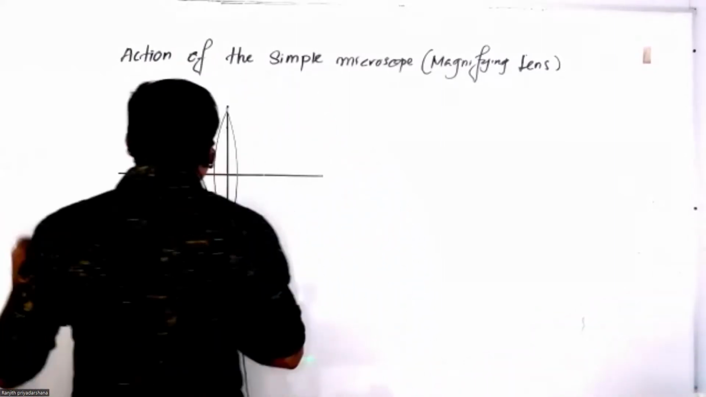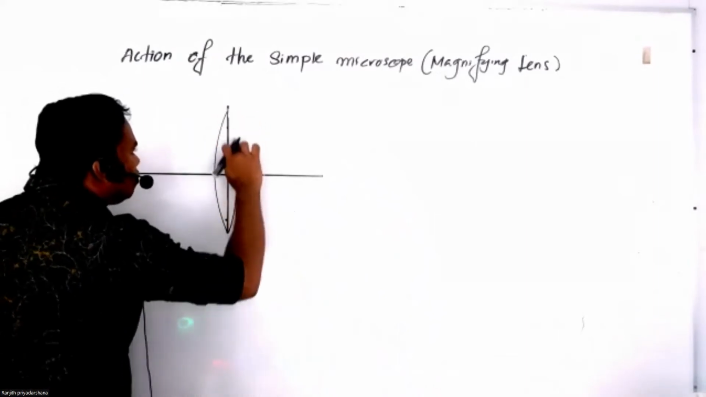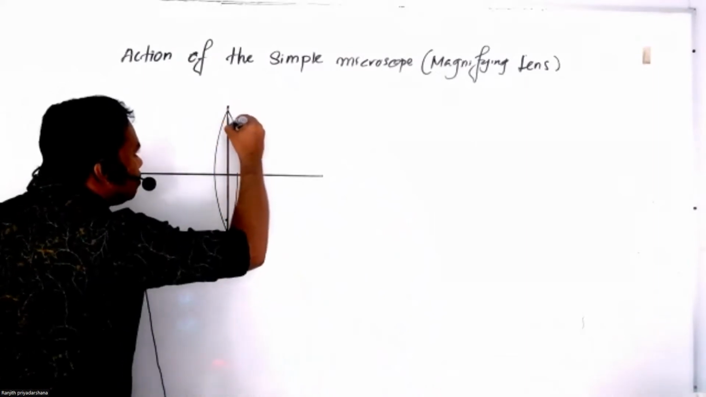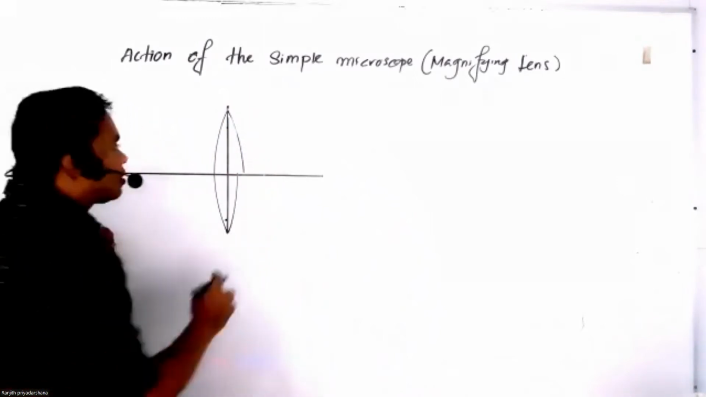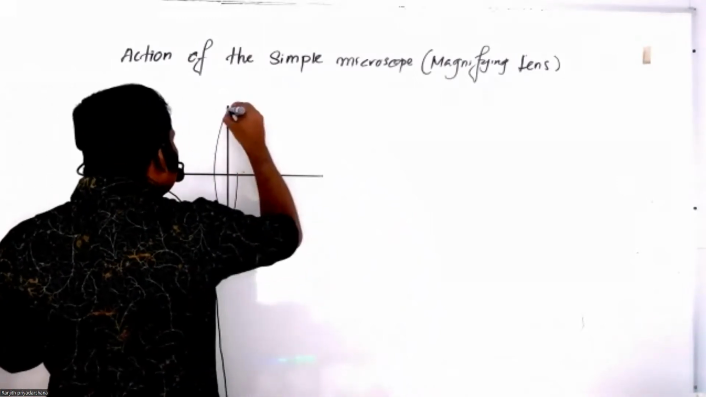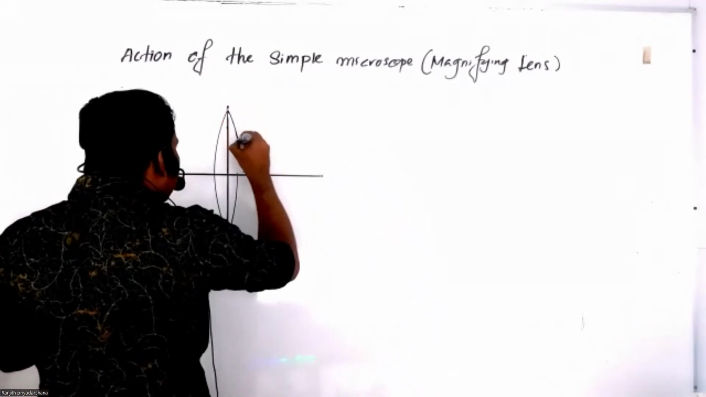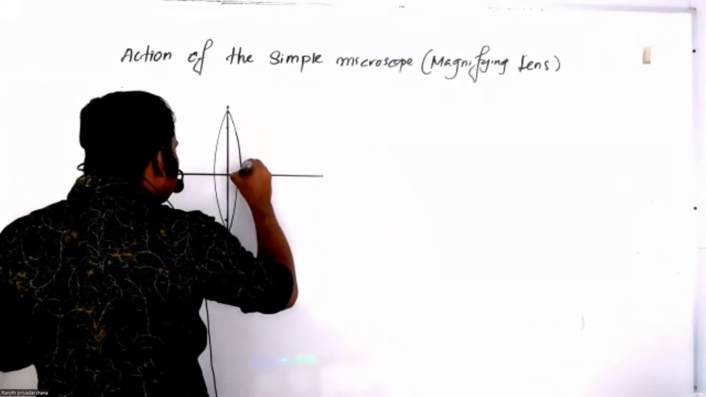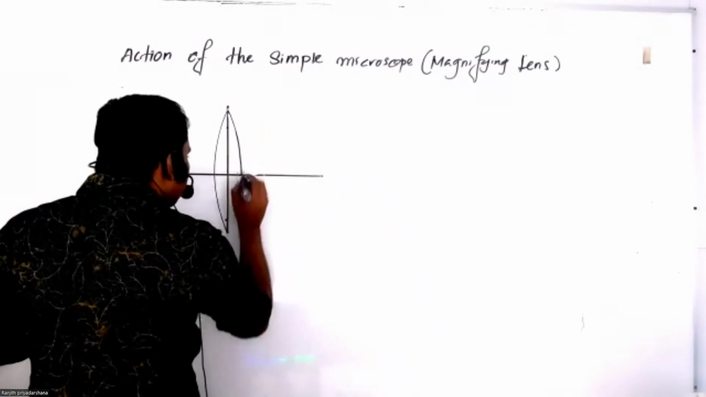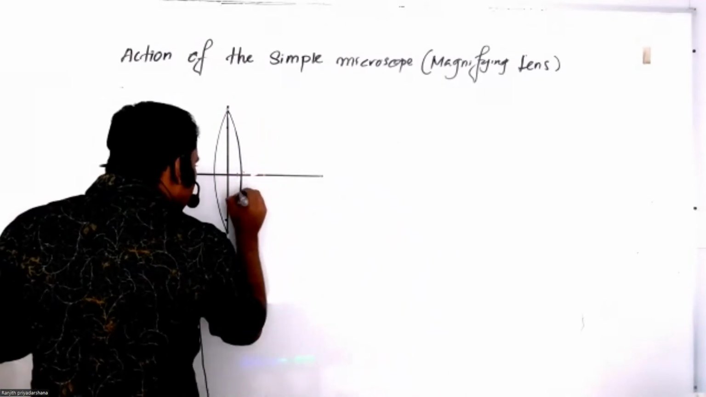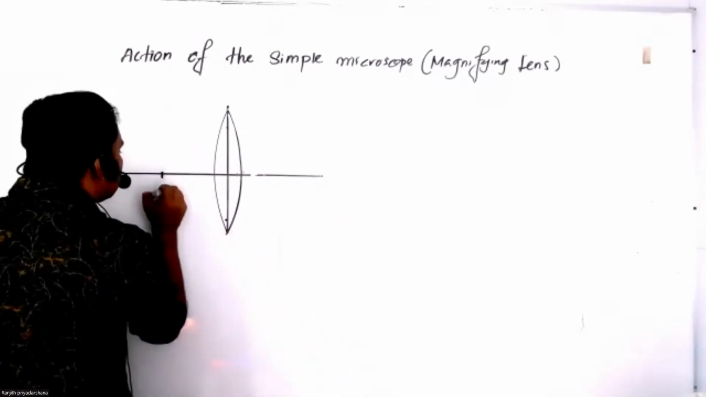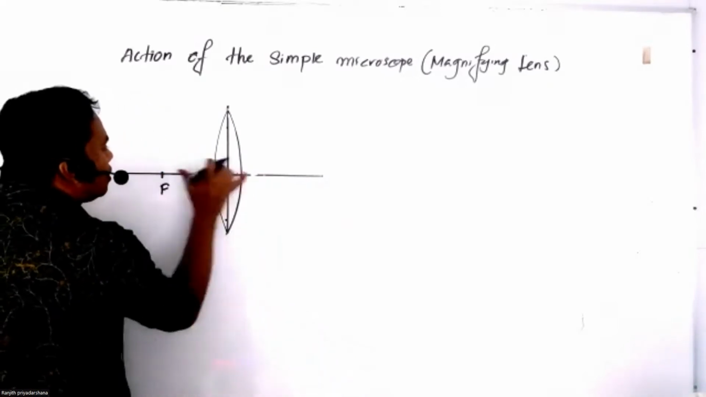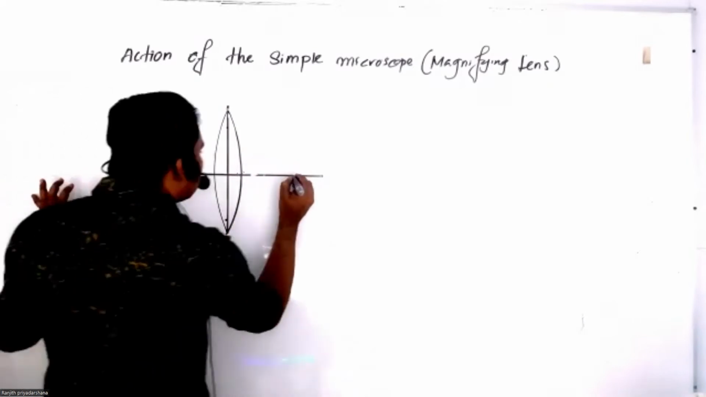Right. It has two focal lengths, one on both sides. If the curvature is the same on both sides, the focal length is the same on the two sides. So this is the focus on this side, and the other focus is here.